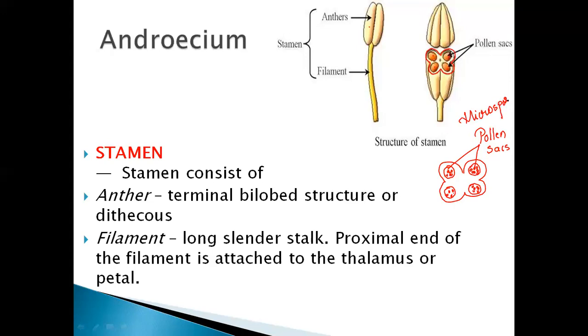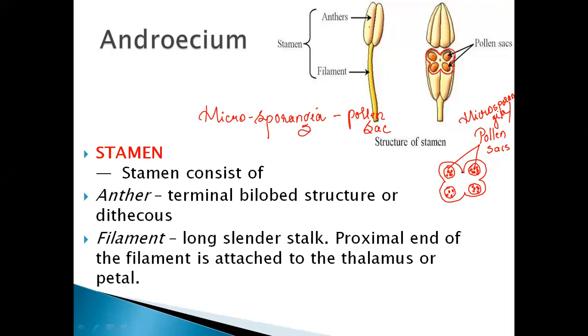Microsporangia or pollen sacs. Now students, whenever I say such words, androecium, gynoecium, microsporangia, megasporangia, you need to remember what exactly it is. Okay, the word can come anywhere. The microsporangia. Now what do you mean by this? Microsporangia means it is pollen sac. Understanding?